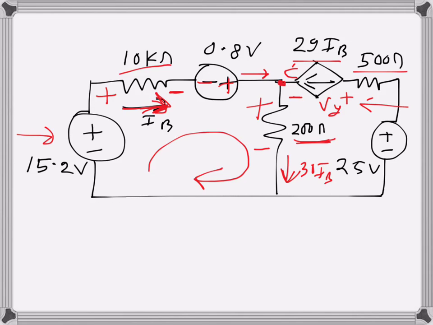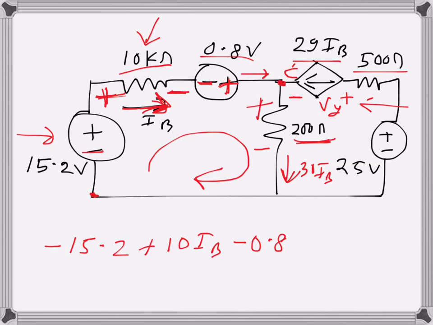Now when I write the KVL equation for this loop, starting from here, 15.2 is a rise because going from minus to plus, so that's negative 15.2. Then I have the voltage drop across the 10 kilo ohms resistance, so plus 10 IB, because plus to minus is a drop. Then minus to plus again, this 0.8 volts, so that will be a rise. And finally this one is a drop, 0.2 times 30 IB, is equal to 0.